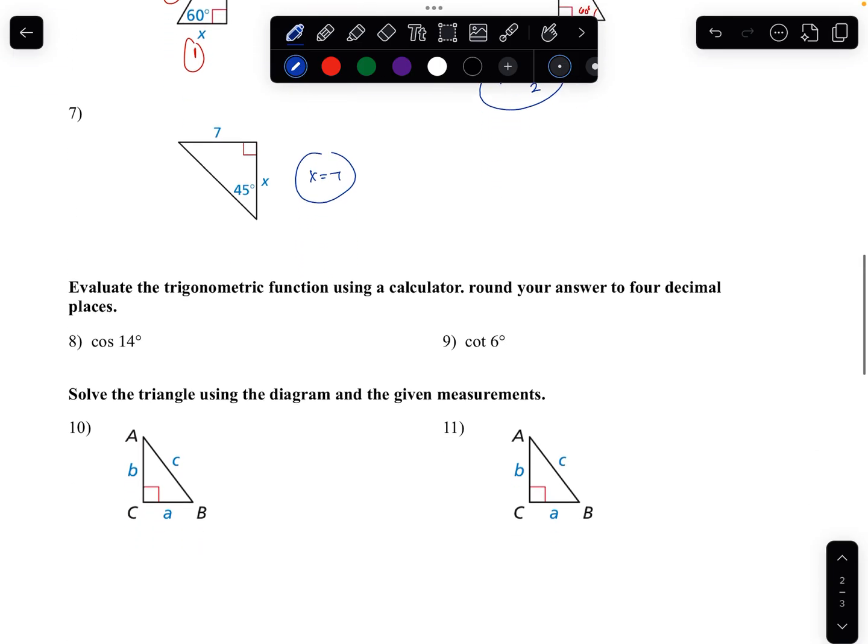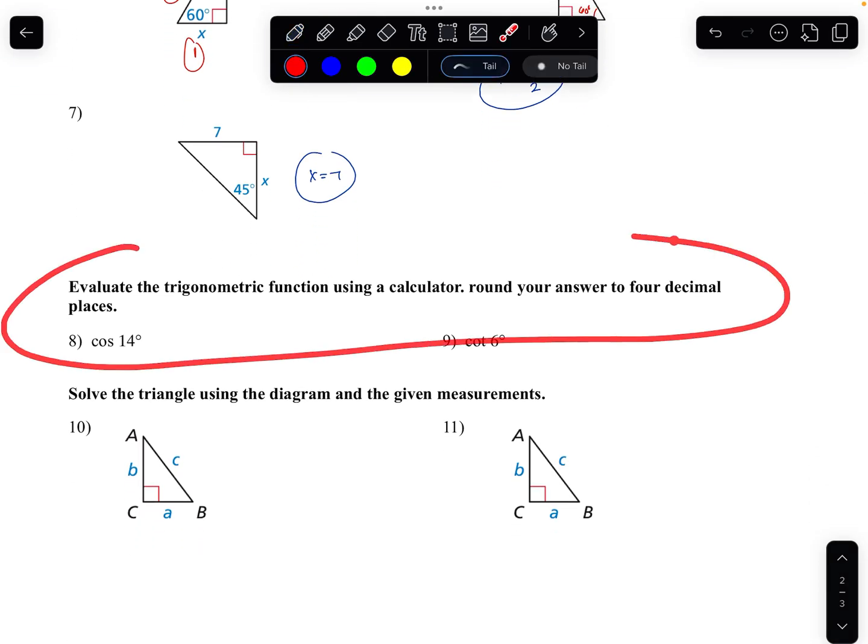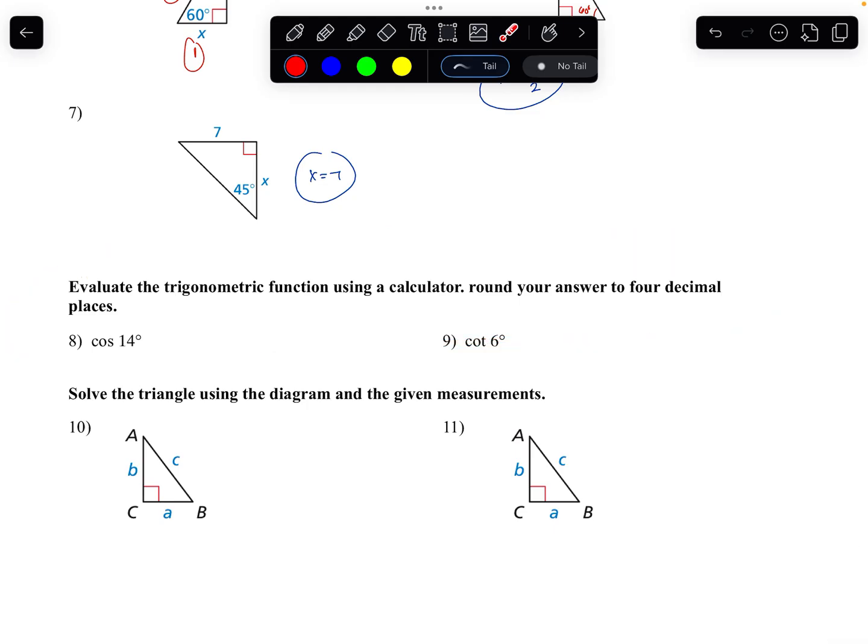All right, now here in these problems, it's just using your calculator. So cosine of 14, well, that's pretty simple. You can just go to your calculator, type in cosine of 14. And one second, I actually have to make sure that I am in degrees. So cosine of 14, and I got that this is equal to 0.970.